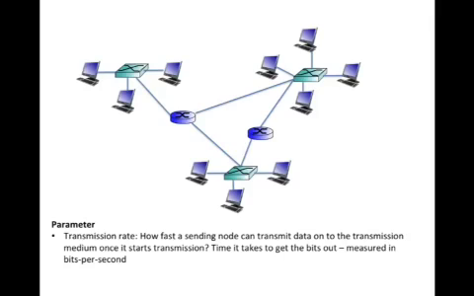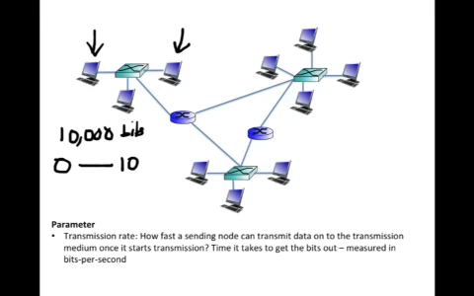So if we assume this as a sender node which wants to send data to this computer here, and let's say the sender has 10,000 bits of data it wants to send. It starts transmission at time 0 and then finishes transmission at time 10 seconds. So from the time it started, it took 10 seconds for it to finish the 10,000 bits of transmission.